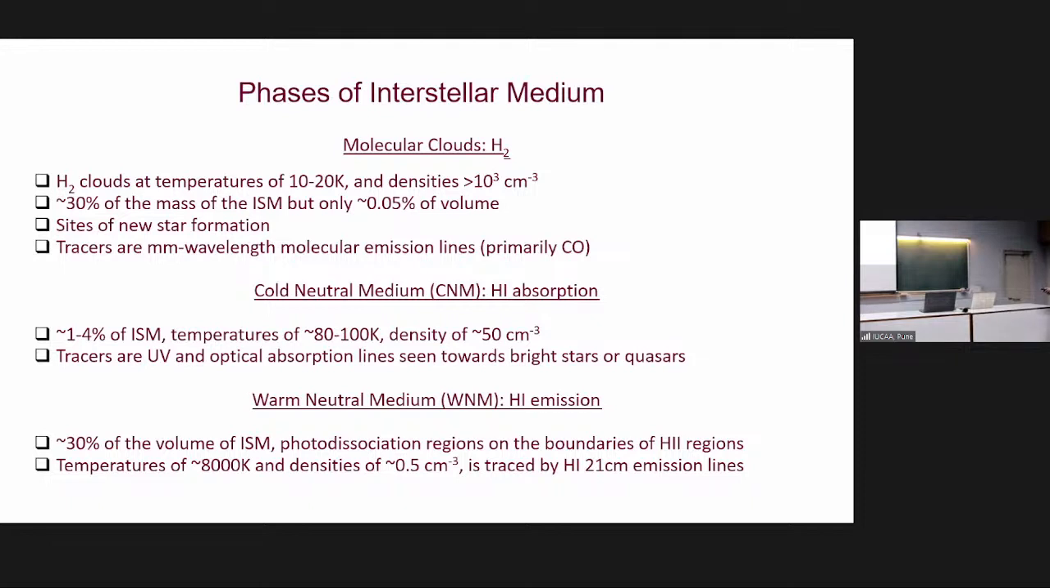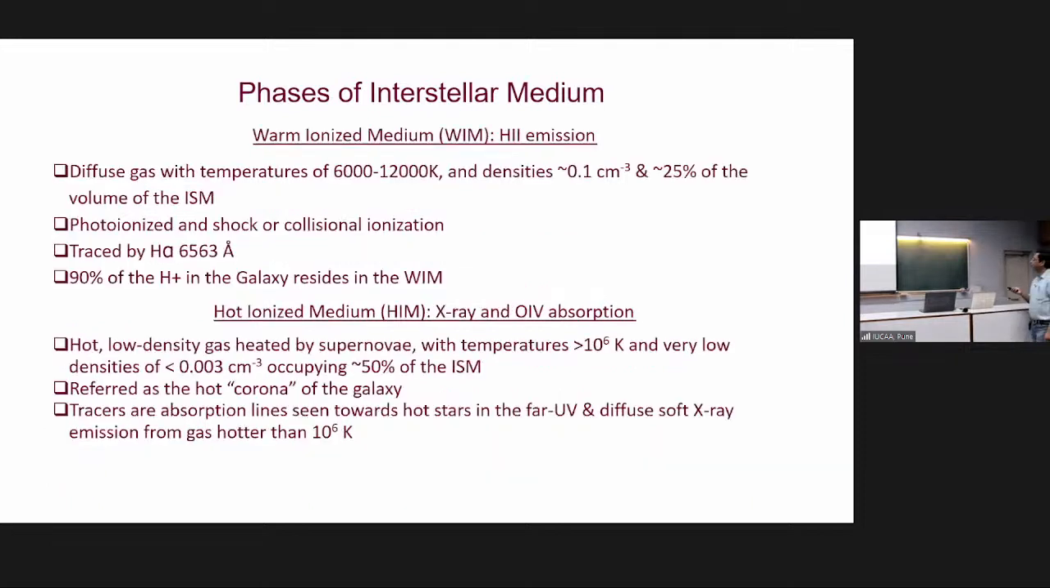Using that, you can detect the cold neutral medium and warm neutral medium. Ionized mediums will be detected by the H alpha line, 6560 angstrom. And hot ionized medium will be detected using X-ray. So there are intermediates between the phases. We have warm ionized medium, we have hot ionized medium. We also can have warm hot ionized.